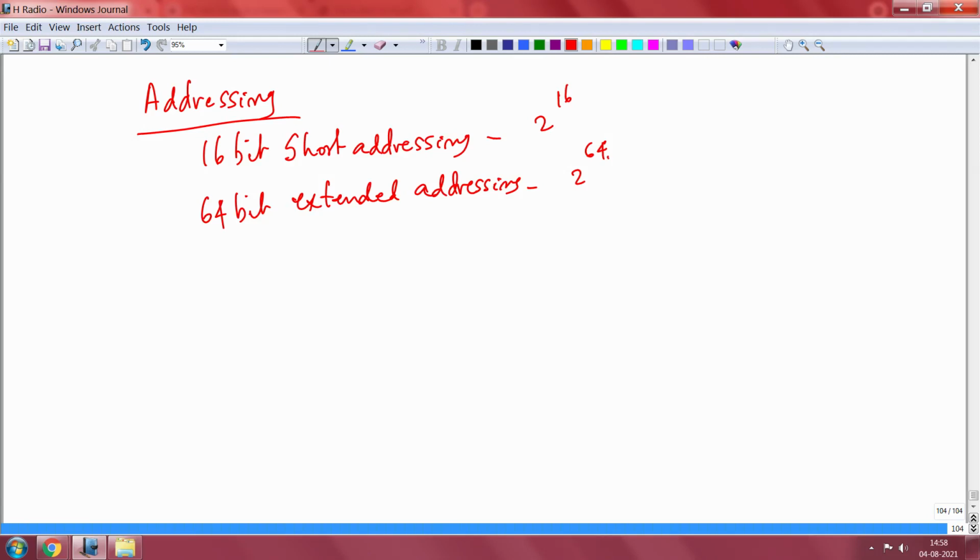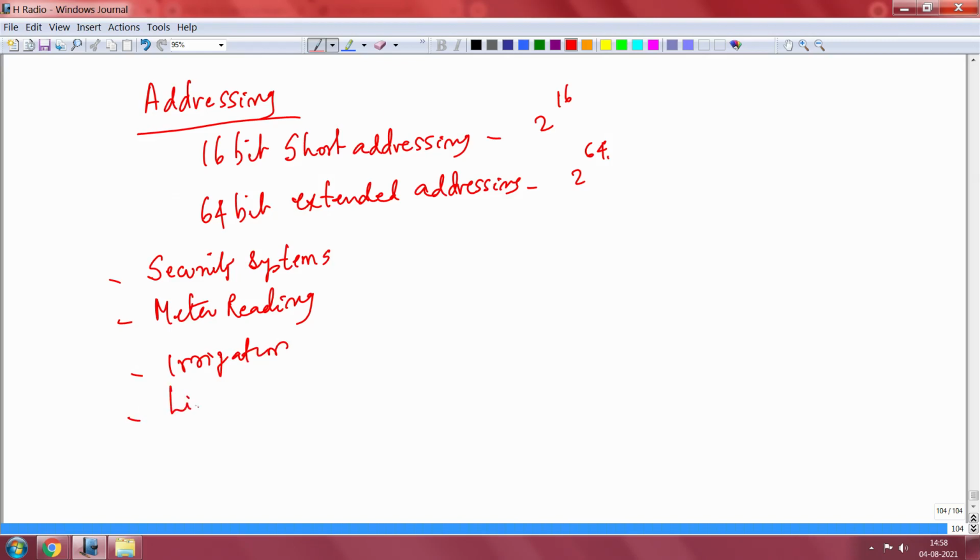Coming to applications, as I mentioned, there are many applications for ZigBee. One can talk about security systems as examples. Then we can be talking about meter reading. Okay. Then we can talk of irrigation. Then we can talk of light control. Remember the example of blinds I gave you. This is something that you can definitely apply ZigBee to.